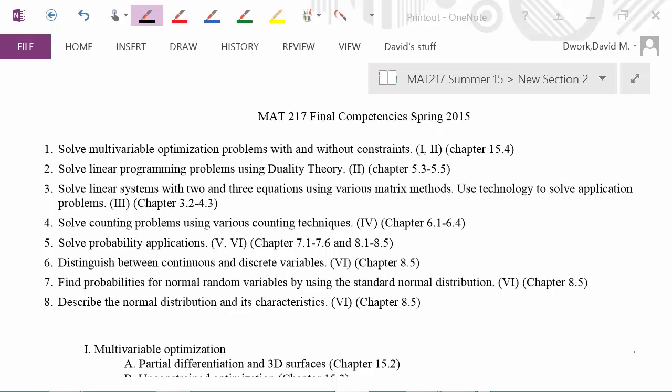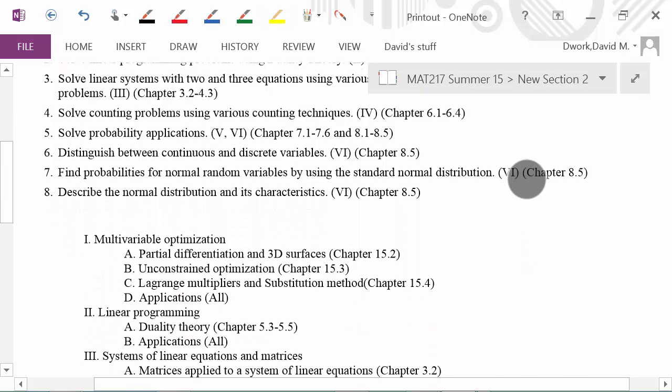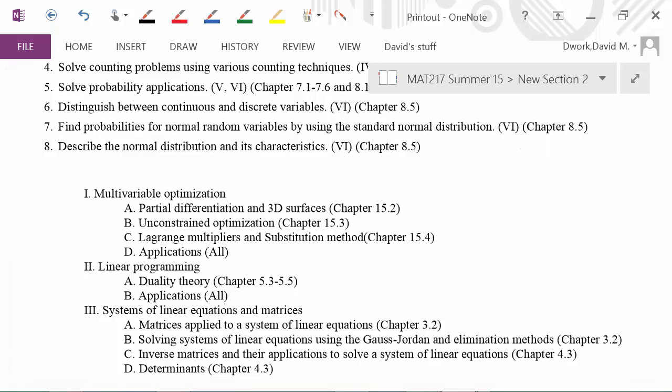So I like to tell you guys that as far as solving multivariable problems with and without constraints, okay, so you see that objective, Roman numeral 1, Roman numeral 2. So if we slide down here, we see what is that really talking about? Well, multivariable optimization is partial differentiation of 3D surfaces. I'm not going to ask you, well, actually, I will probably ask you one explicit problem, just do a partial derivative. But the key here, what we're really building towards, is the unconstrained optimization and Lagrange multiplier substitution methods. I will give you one of those problems on the test.